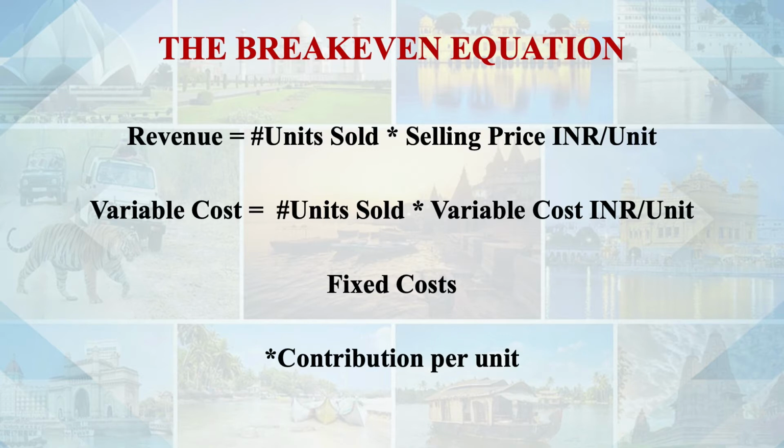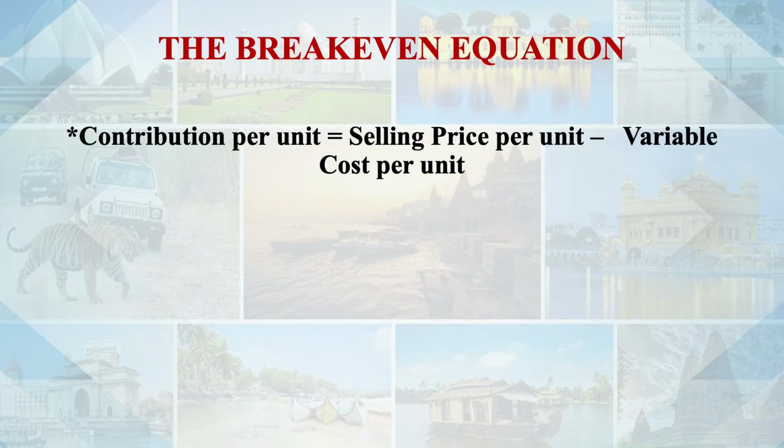Variable cost is units sold multiplied by variable cost per unit. So in that group, if the tour operator is spending on average 5,000 rupees as variable cost per tourist, in that case he is taking 10 tourists multiplied by 5,000, so 50,000 will be the variable cost. Total revenue is 1 lakh, variable cost is 50,000 in this case. Then what will be the contribution? Contribution will be total revenue minus variable cost, and the break-even formula is fixed cost divided by contribution per unit. Contribution per unit, as we discussed, is sales minus variable cost.